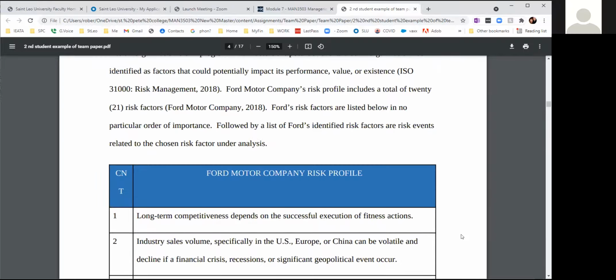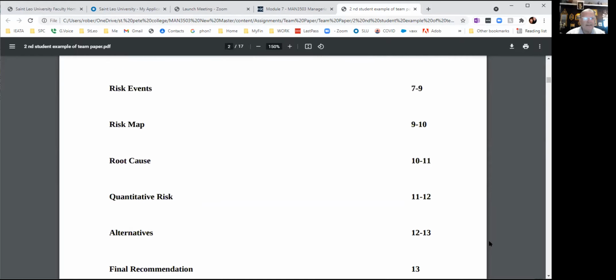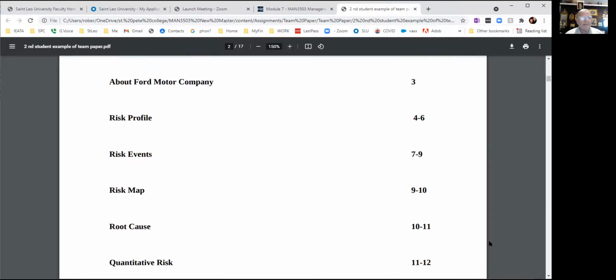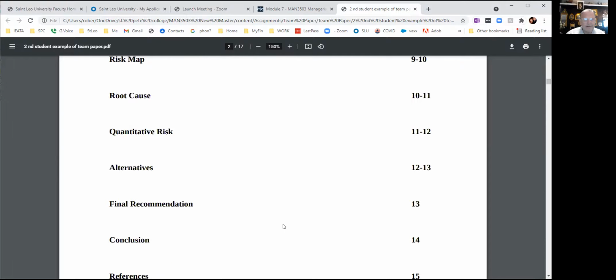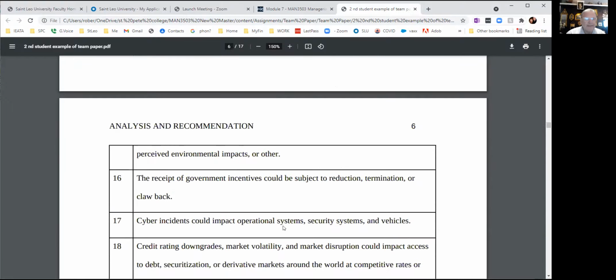But this is the structure that we need to stick to, right? Yeah, yep. This, and the table of contents kind of give you that structure: first background about the company, then the risk profile, to say what risks are specific to this company. Risk events are things that actually have happened in the past, which will help you do the risk map. And they had a root cause, but they didn't include a fishbone in that. They should have. But yeah, I'll put that up there.